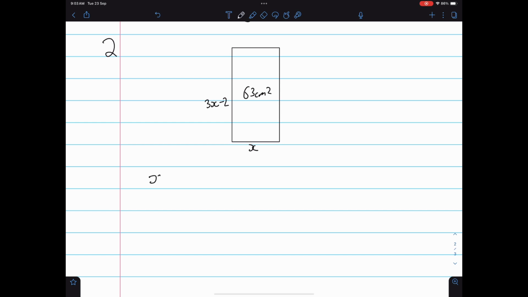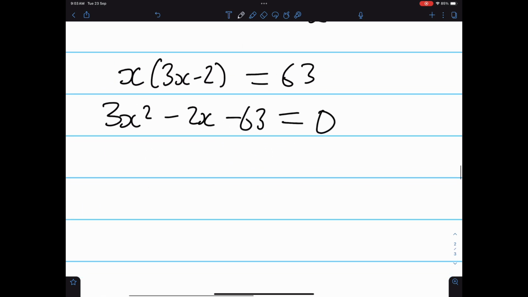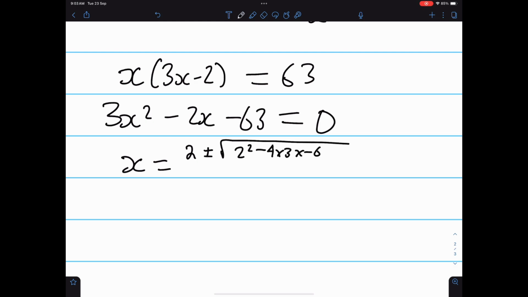So we know that x multiplied by 3x minus 2, this is base times height, equals 63. And if we expand this, 3x squared minus 2x, and then we take away the 63 from the right hand side, we get 0. Now we will do our quadratic formula, and we'll do 2 plus or minus the square root of 2 squared minus 4 times 3 times minus 63, over 2 times 3.